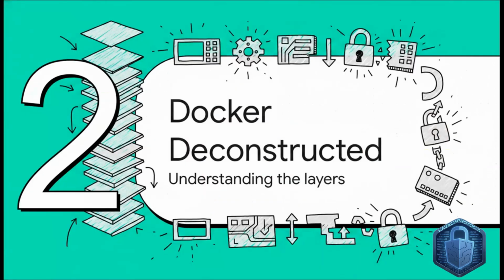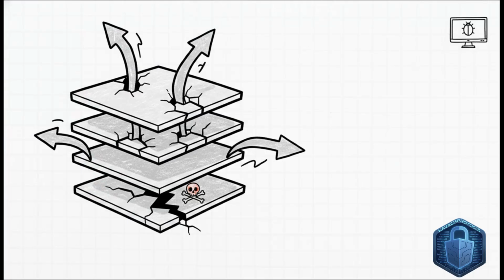Moving on to part 2, deconstructing Docker containers, understanding the layers. Think of a Docker image like a read-only template, basically a blueprint built in distinct layers. You start at the bottom with a base OS layer, then you stack on your application layer, your configuration layer, and finally your dependencies. So here is the kicker. If your very first base layer, say some outdated Ubuntu image from 6 years ago, has a known vulnerability, every single container you ever build on top of that image automatically inherits that exact same vulnerability.